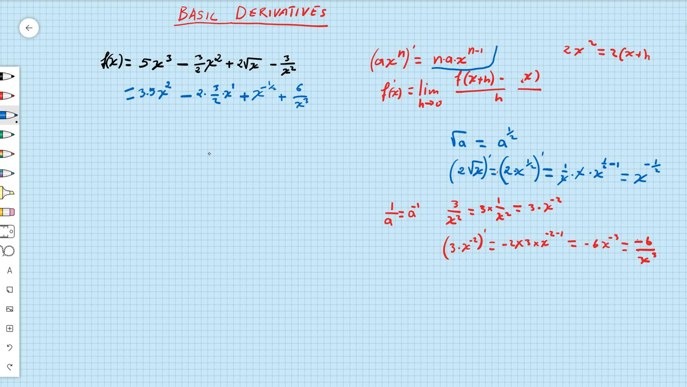But note, we can also simplify these expressions better. So let's go ahead and do that. 3 times 5, that's 15. 15x squared minus, 2 and 2 cancel out, so you have only 3x, because x to the power of 1 is just x, right? So plus, now x to the power of -1/2. That means it's 1 over x to the power of 1/2.